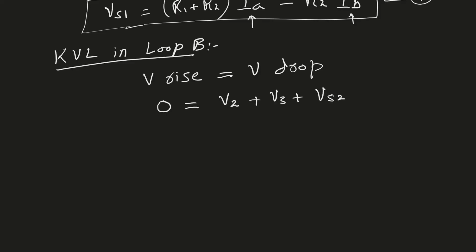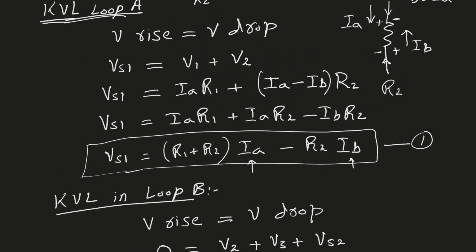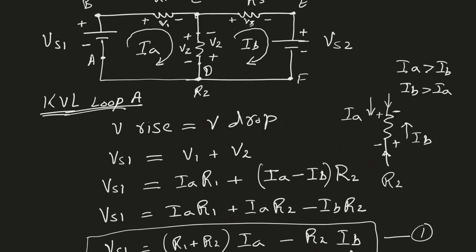Now let's solve this equation a little bit. So I can say, if I want to keep the constant on the left hand side, for instance, I will say negative Vs2 equals V2 plus V3, which means negative Vs2 equals V2. So now what is V2? The voltage V2, according to this assumption that IB is larger than IA, is a voltage drop with a higher voltage on the bottom and lower voltage on the top. So this is a drop if IB is larger than IA.